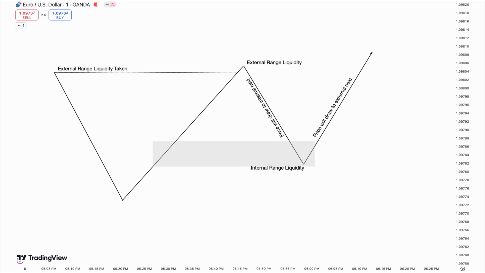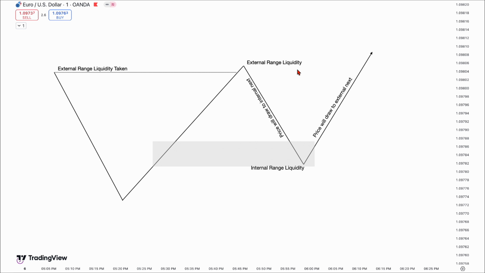Same idea here, but in reverse. We have external range liquidity at this old high. Price moves lower, forms a swing low, and then moves up, taking out that external range liquidity. While taking out the external range, or old high, an imbalance is formed down here, which could be a fair value gap. After taking out the external range liquidity, price moves back into the fair value gap. Once it hits that internal range, we then look to target the next external range again.